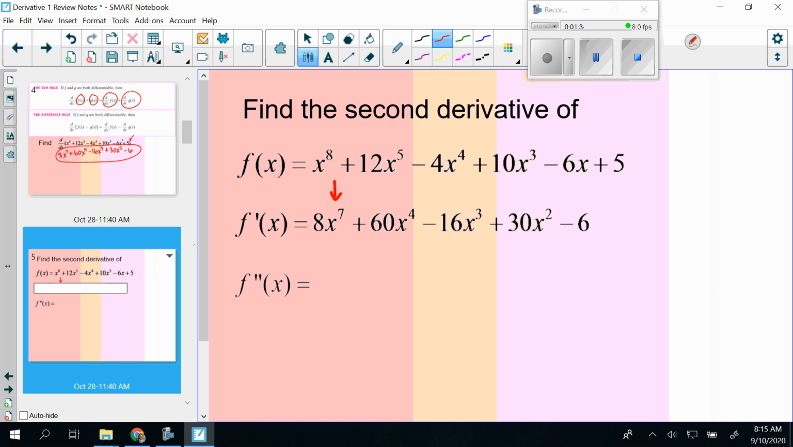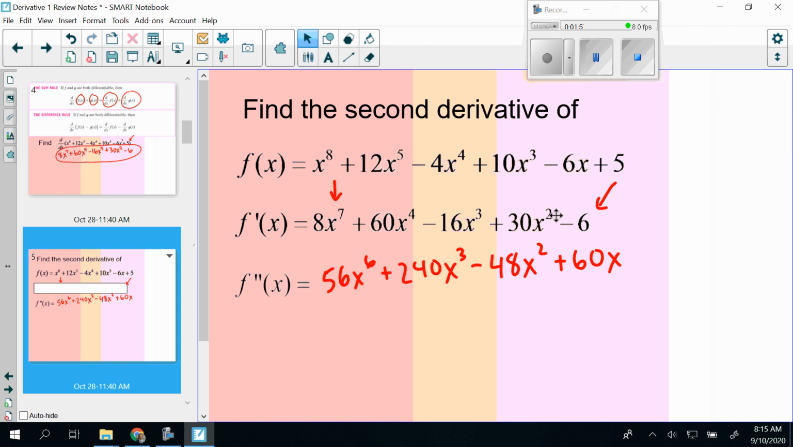So drop down the 7. 7 times 8 would be 56. Powers one less again, and you just keep going through and doing a derivative for a second time. So our second derivative would end up being this, because the derivative of the last one is a constant again, and that's 0. So when you're doing a second derivative, just find the derivative of the derivative, the rate of change of the derivative.